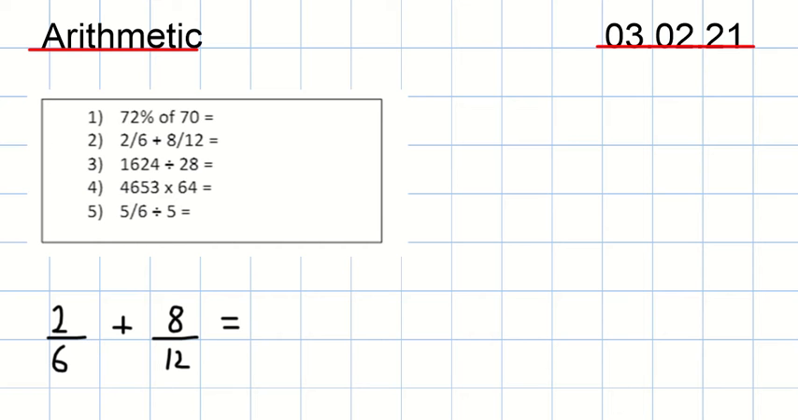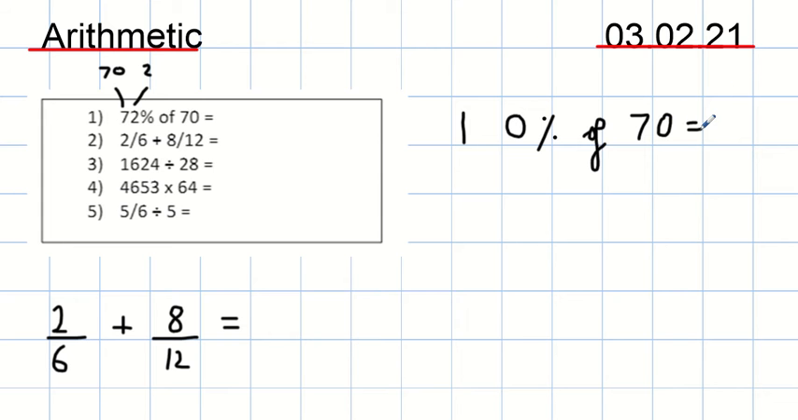Okay then, let's start with question number 1. We've got 72% of 70. Okay, well I know that I can partition 72 into 70 and 2. So I'm going to use that knowledge to help me find the percentage. I'm going to start by finding 10% of 70, because that's something that I feel confident at doing.